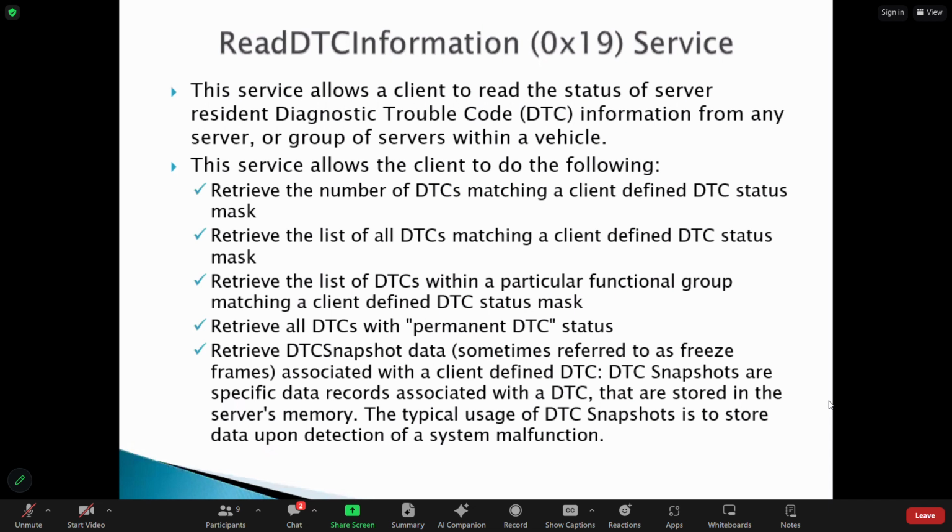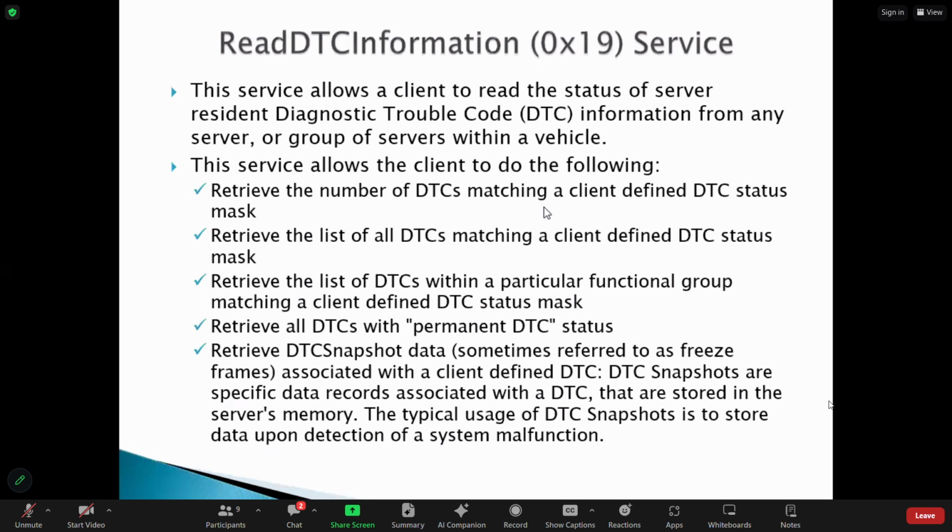So now what all things will this 19 service provide us? This service allows the client to do the following. What does this service allow the client to do? Retrieve the number of DTCs matching a client defined DTC status mask. So what does it mean? Retrieve the number of DTCs.